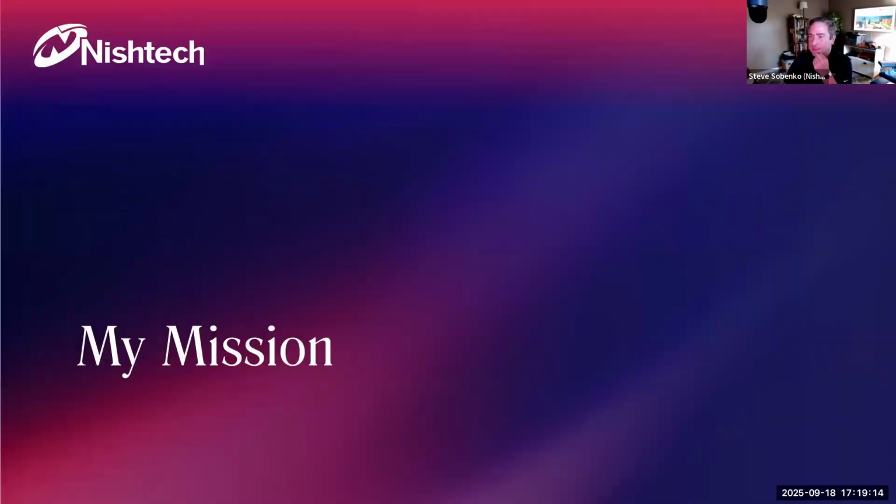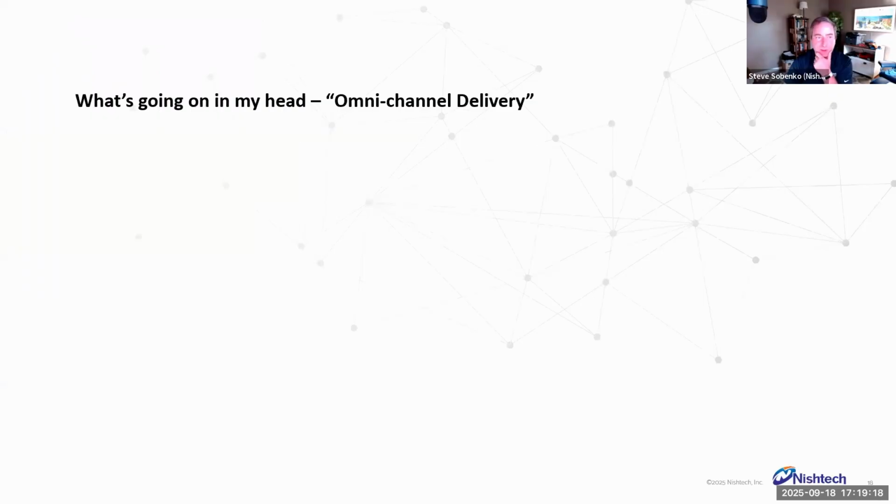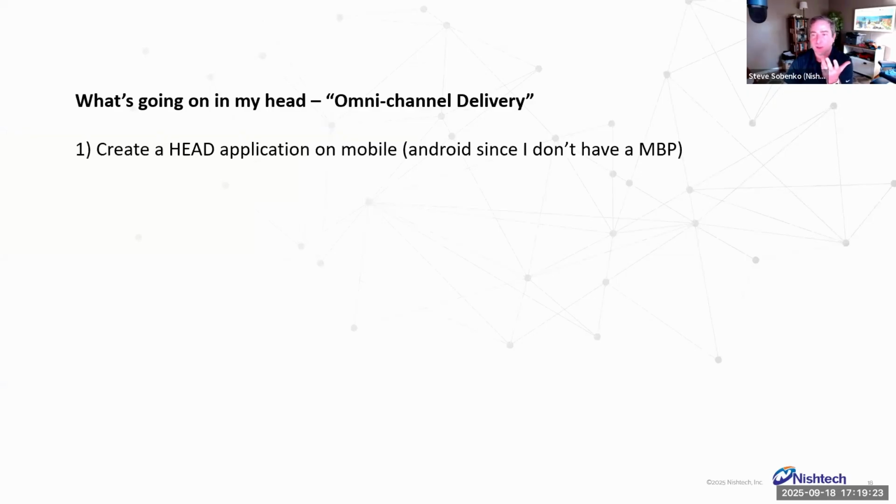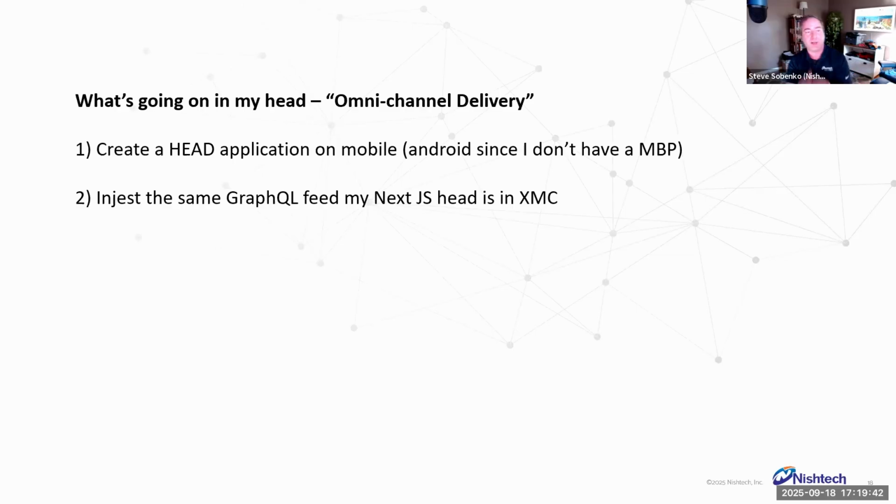So here's my thought, right? Let's talk about that omni-channel distribution and omni-channel delivery and what I set out to do. So I wanted to create a head application on mobile instead of web that we're all doing in XM Cloud. And I'm going to do it on Android because I don't have a MacBook Pro to compile in Xcode and iPhone. And I have an Android myself. I want to ingest the same exact GraphQL feed that my Next.js app is ingesting on XM Cloud.